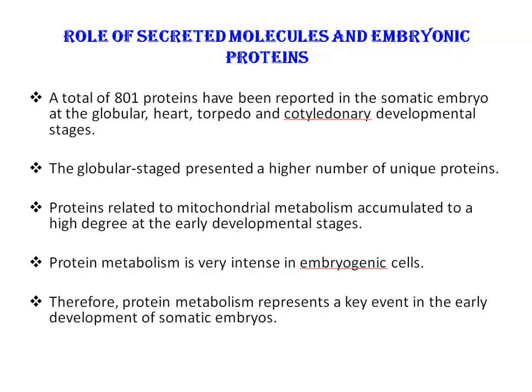Then proteins related to mitochondrial metabolism accumulated to a high degree at the early developmental stages and then decreased with increasing development. Means they contributed to cell homeostasis in the early somatic embryos. During the embryo maturation stage, a progressive increase in the accumulation of vicilin, late embryogenesis abundant proteins, and chloroplastic proteins was observed. Protein metabolism is very intense in embryogenic cells. Therefore, protein metabolism represents a key event in the early development of somatic embryos.